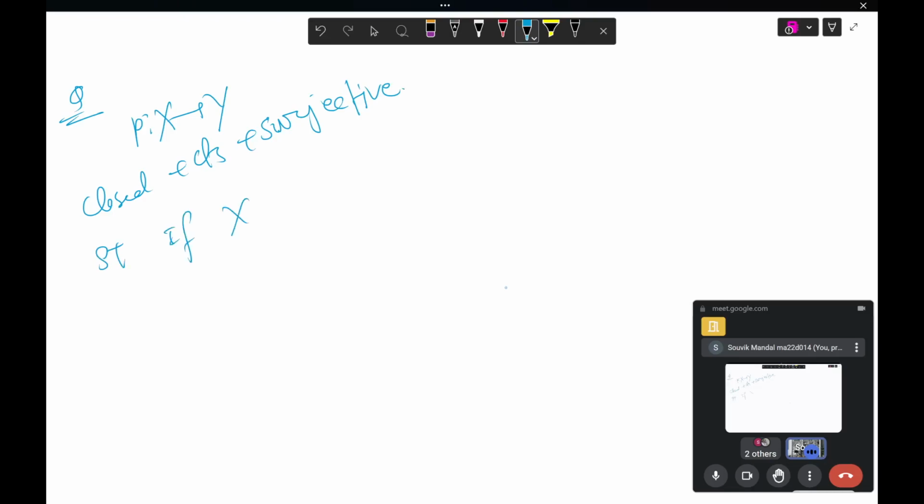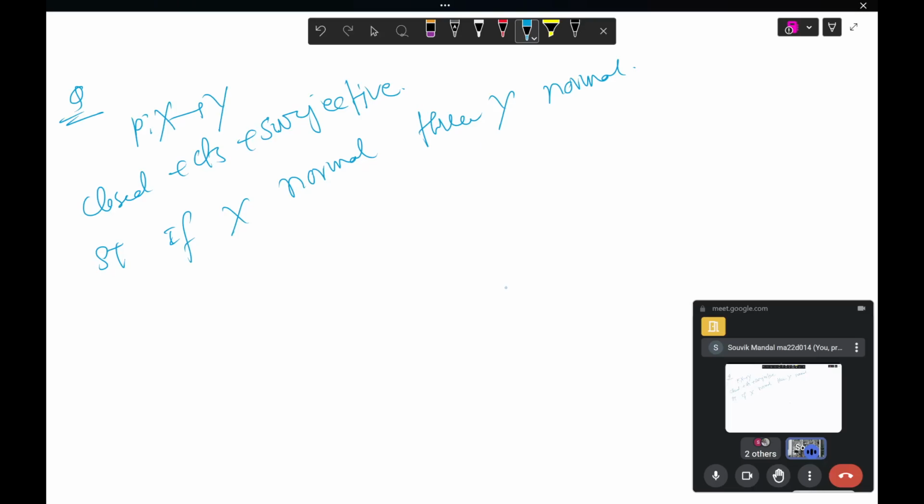If p: X to Y is closed, continuous, surjective, then show that if X is normal, then Y is normal. In general, normality may not be preserved under continuous maps. But if p is closed, continuous and surjective, X normal implies Y normal.